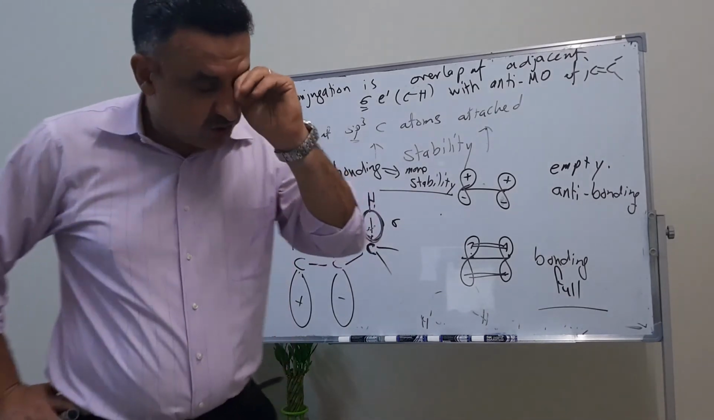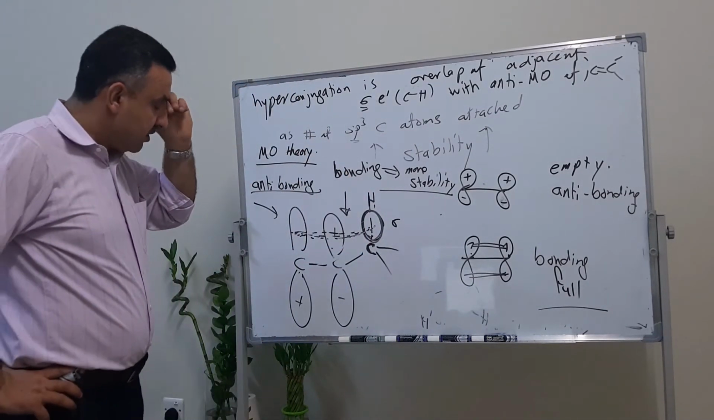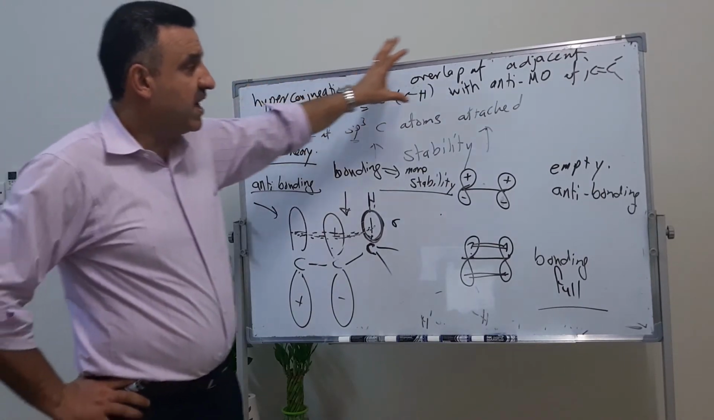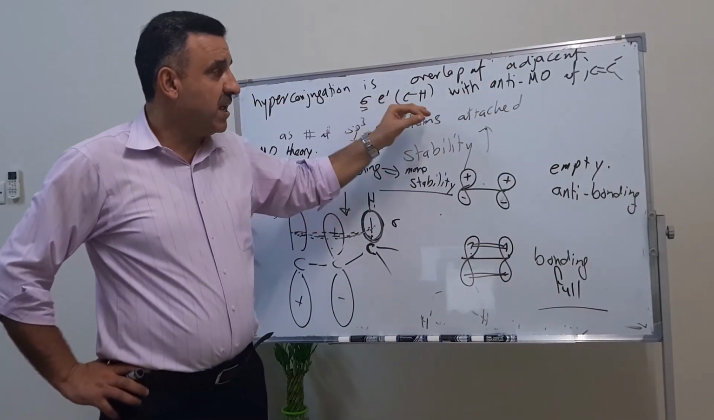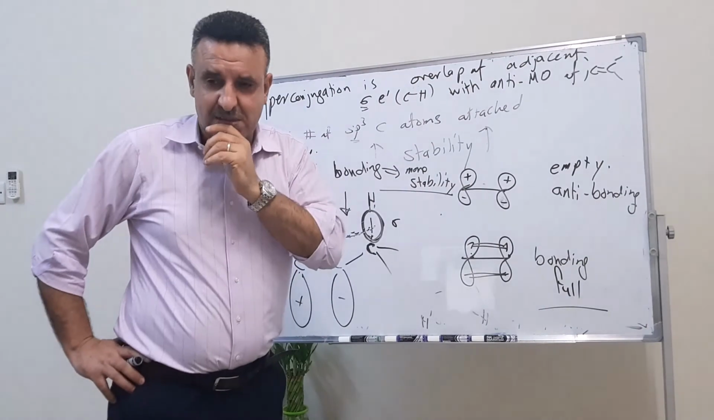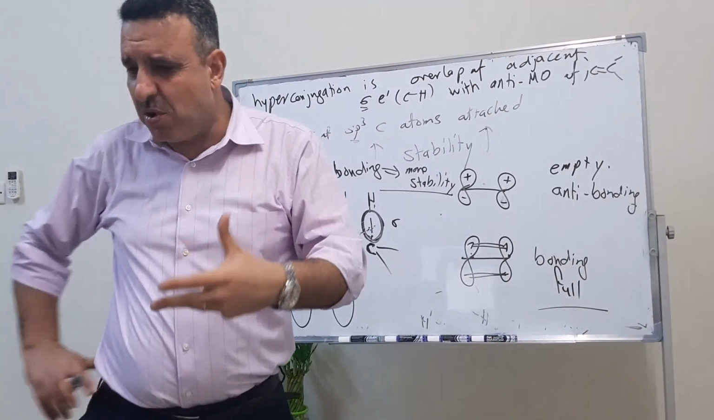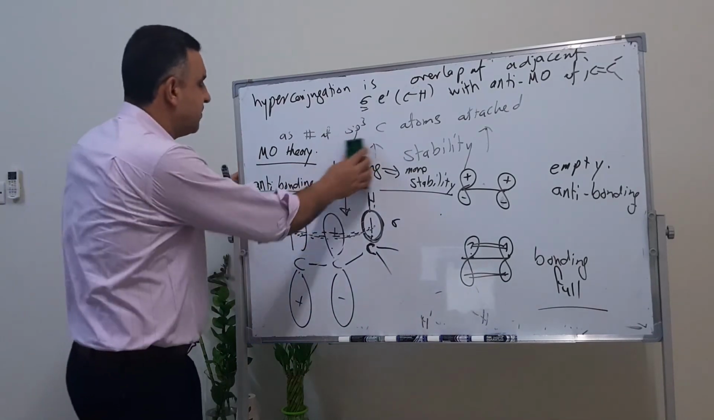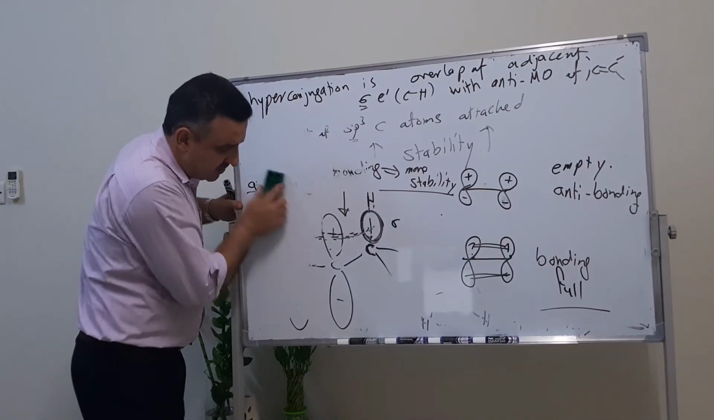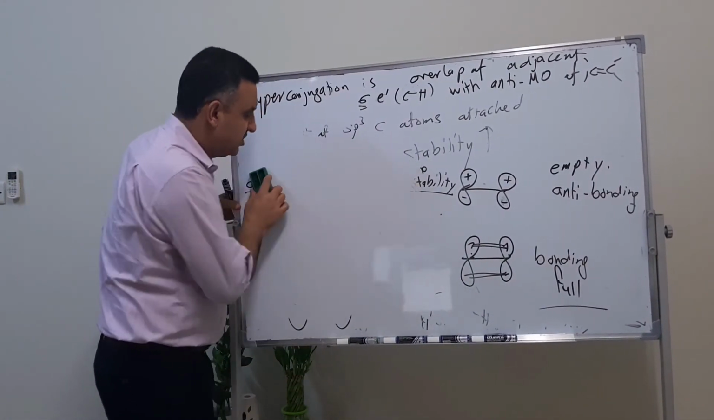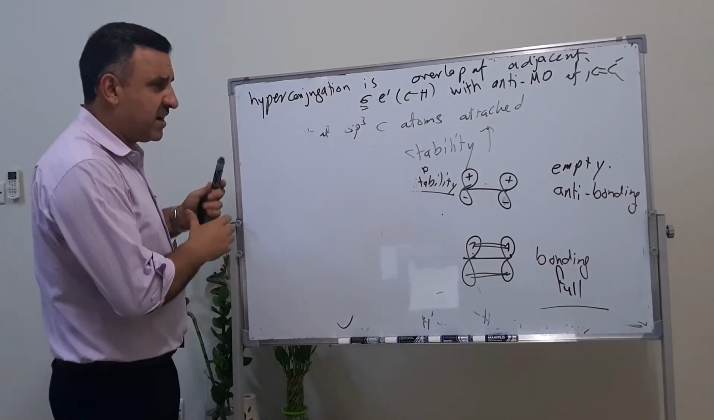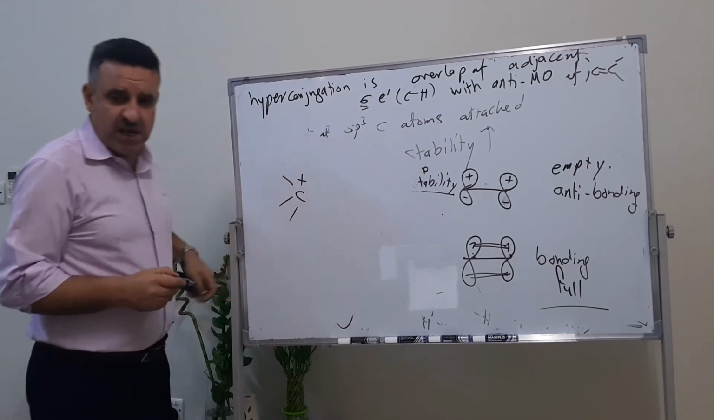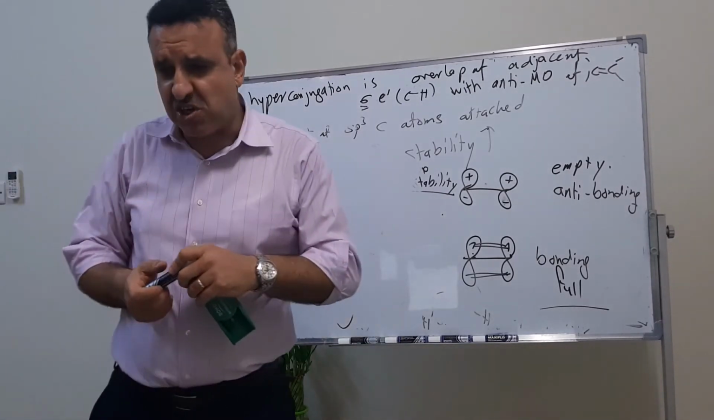So all you need to know is that hyperconjugation is some sort of extra bonding. It's an overlap of the adjacent sigma electrons with the anti-bonding molecular orbital. In order to make you understand it more, let me jump to something else. Imagine we have a carbon which is positively charged.